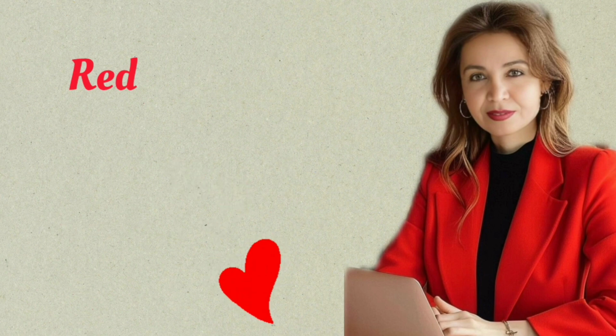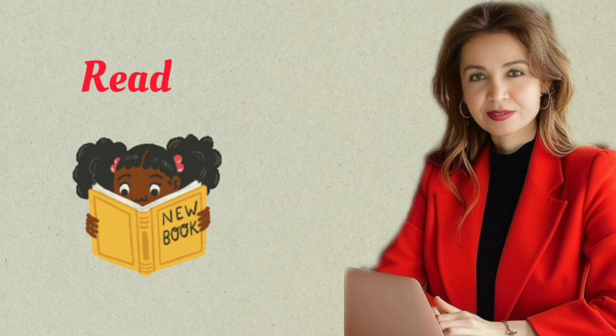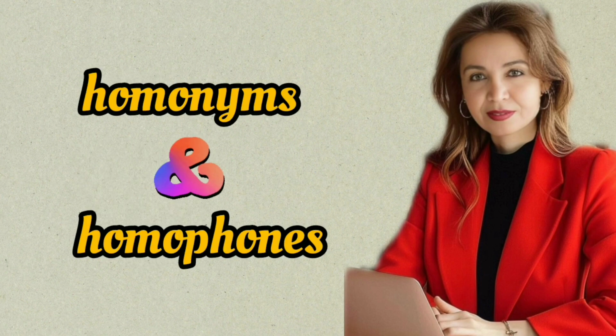Red and read. Of course, the first one, red, is about a color. Like your favorite color might be red. And the second word, read, is to read something with your eyes. It's a verb in the past, read. I read the book.